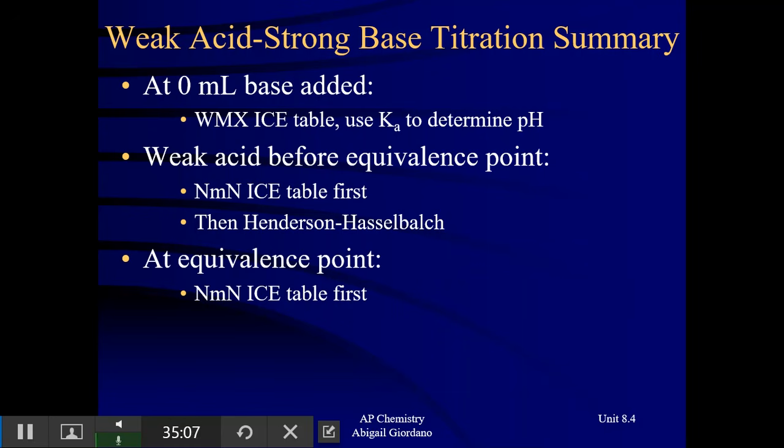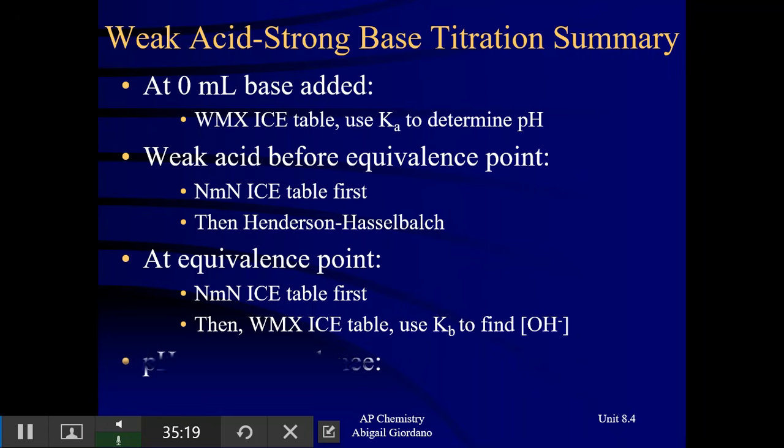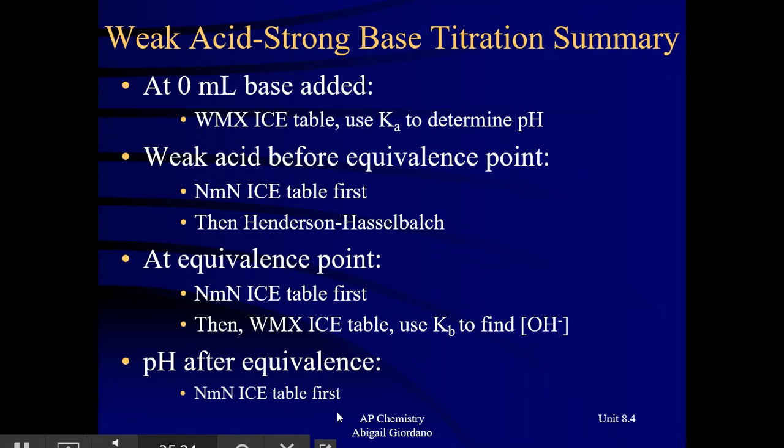At the equivalence point, we did a NEWMAN, and then we did a second ice table, a WOMMACK, and we used Kb to find the OH minus concentration. Beyond the equivalence point, we did a NEWMAN ice table, and we used our leftover strong base to calculate a pOH and then a pH.